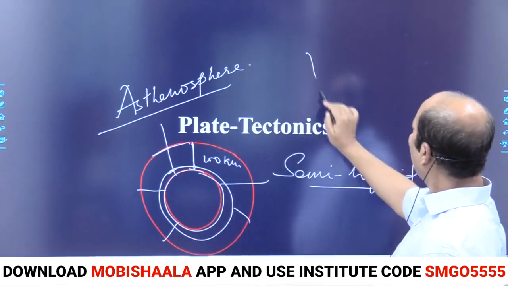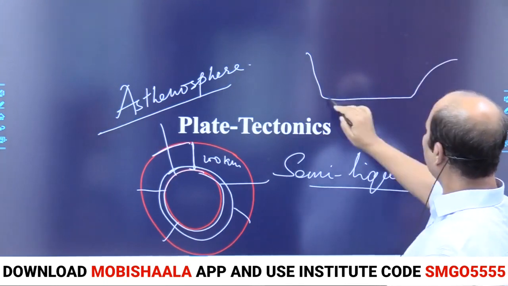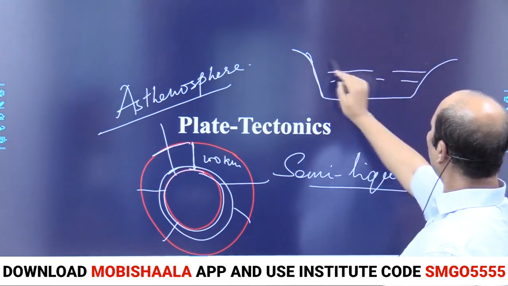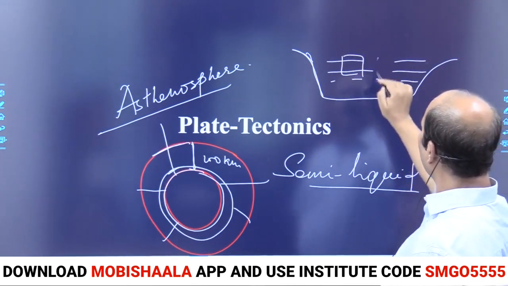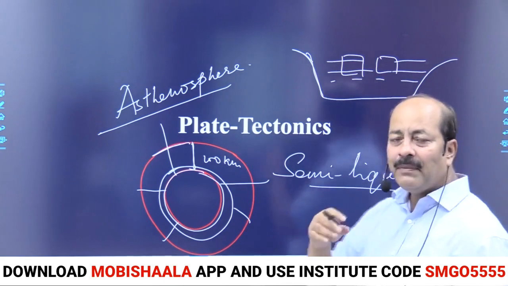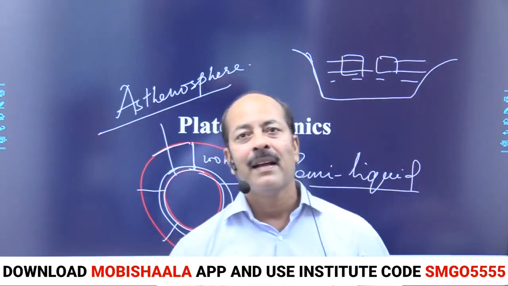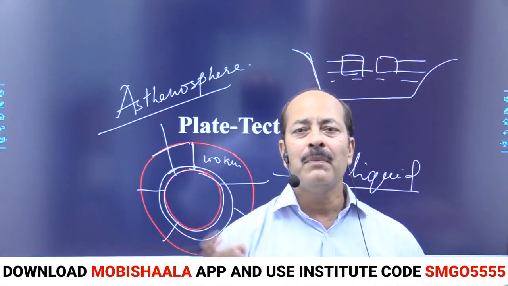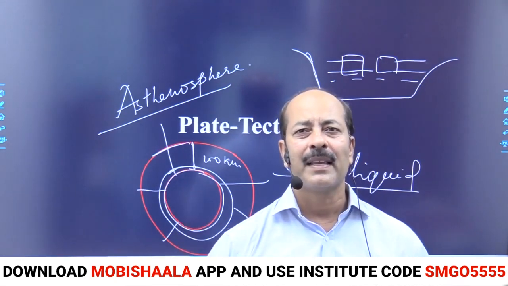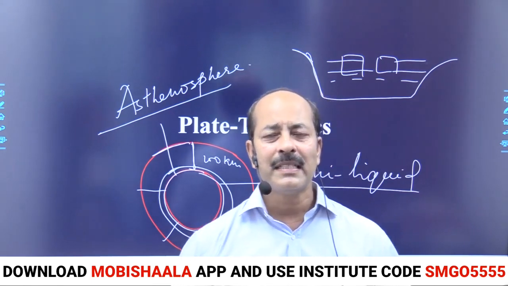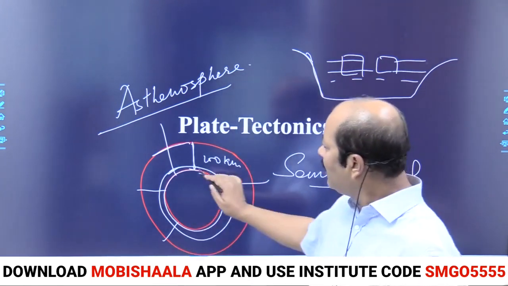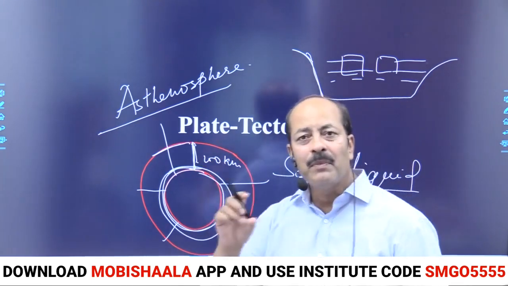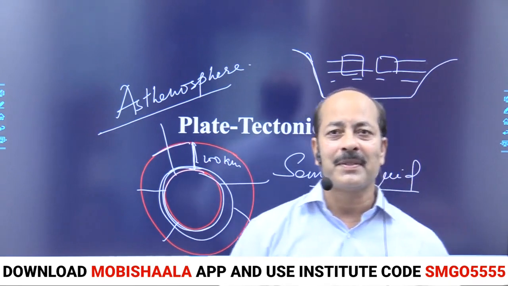Take an example: you have a bucket of water, and you put small pieces of logs or paper. Whenever there is a movement in water, the piece of paper or log will move along the flow of water. It happens also in asthenosphere. When there is a movement in asthenosphere, this plate will move, right? So the movement of plate is named as tectonics.